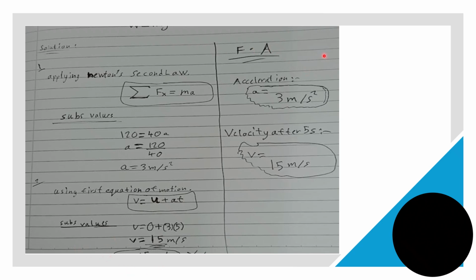Final answers for both. For the acceleration, we got 3 meters per second squared. And we've got the velocity, which is 15 meters per second after 5 seconds.